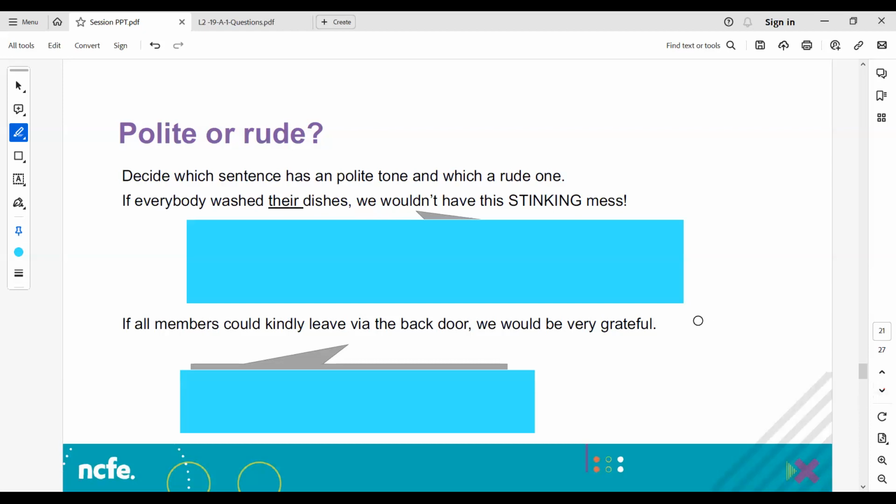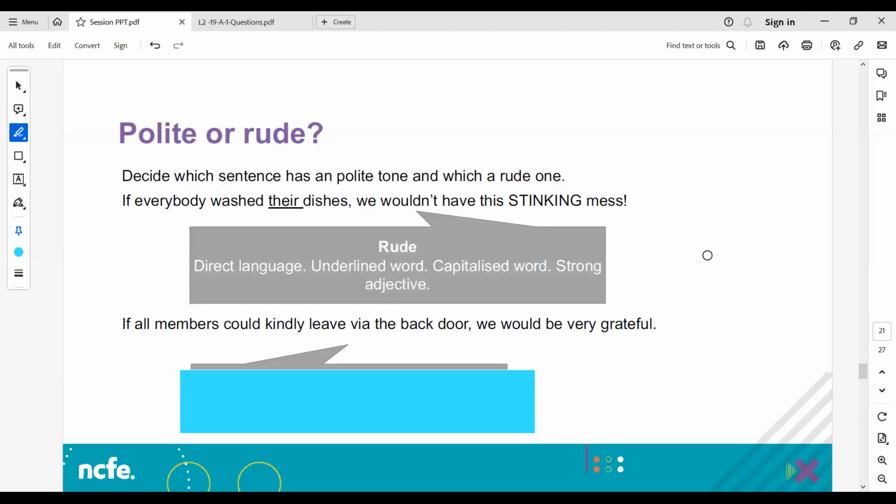The first sentence is rude. Good. And why is it rude? We've got an answer there for us. Direct language. If everybody washed their dishes, we wouldn't have this stinking mess. We've got something underlined, capitalized, strong adjective. It's stinking. Okay, so it's very rude.